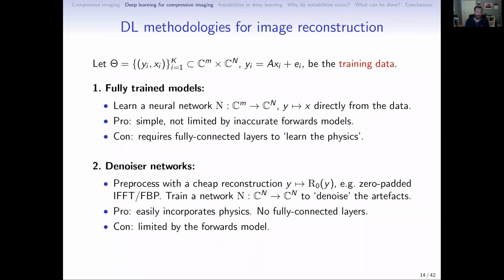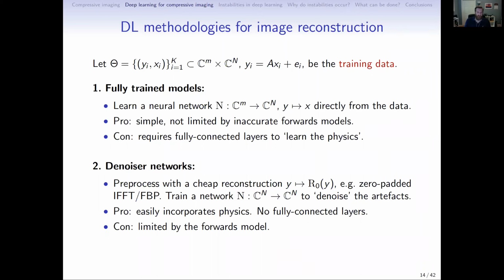So a different approach is what's called the denoiser network approach. Here, the idea is to take the measurements and first perform a cheap reconstruction on them. This could be a classical linear reconstruction, such as a zero-padded Fourier transform or filtered back projection. Then the idea is to train a network that denoises the artifacts that you get from this cheap reconstruction. We know that neural networks are good at denoising for things like Gaussian noise, so there's potential to use neural networks as well to denoise the specific type of artifacts that you get from this kind of linear reconstruction.